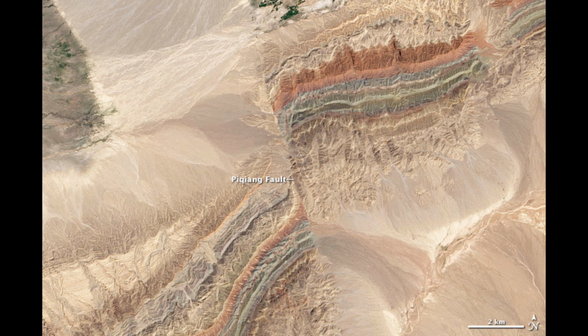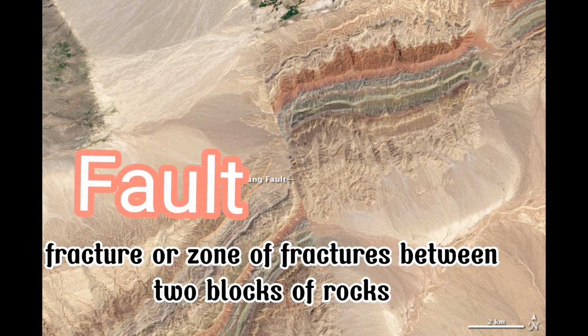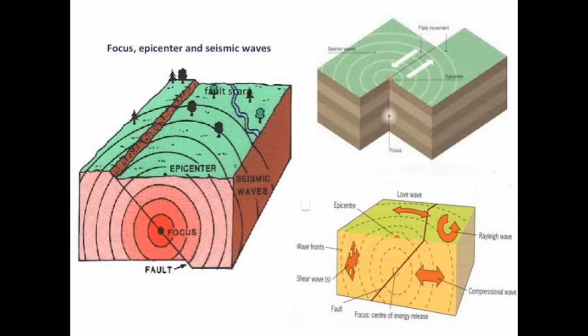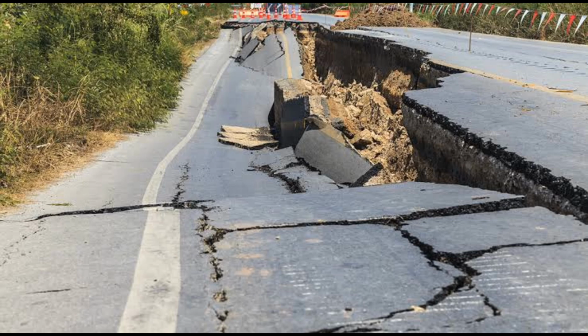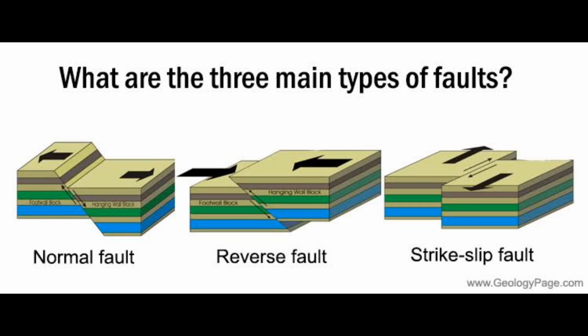What is a fault? A fault is a fracture or zone of fractures between two blocks of rocks. Faults allow the blocks to move relative to each other. This movement may occur quickly in the form of an earthquake or may occur slowly in the form of creep. And we have types of faults. We have the normal fault, reverse fault, and strike-slip fault.